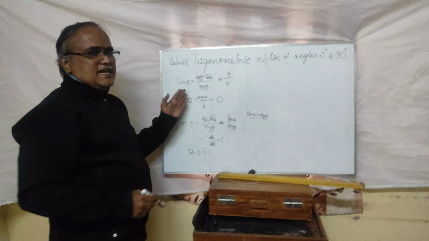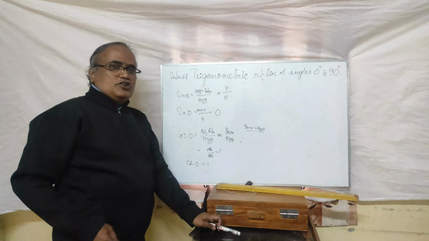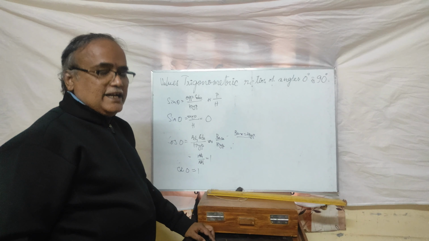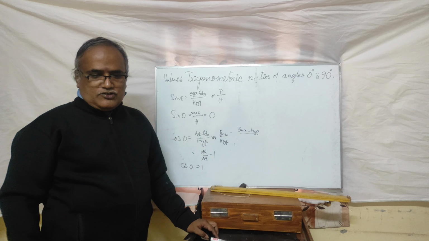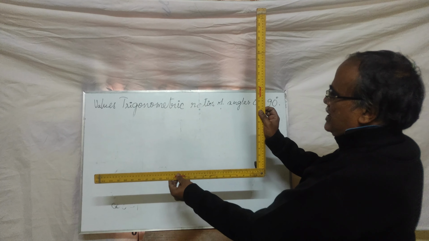So once you get sin 0 and cos 0, you can calculate the value of the remaining trigonometric ratios. Now let's come to 90 degrees. How to prove it? So dear students, if you see now, both the scales are making 90 degrees with each other.